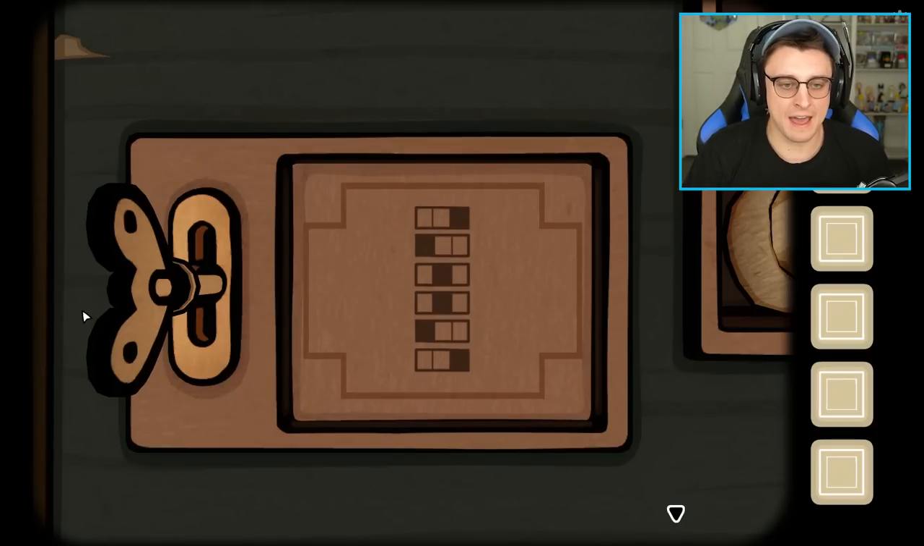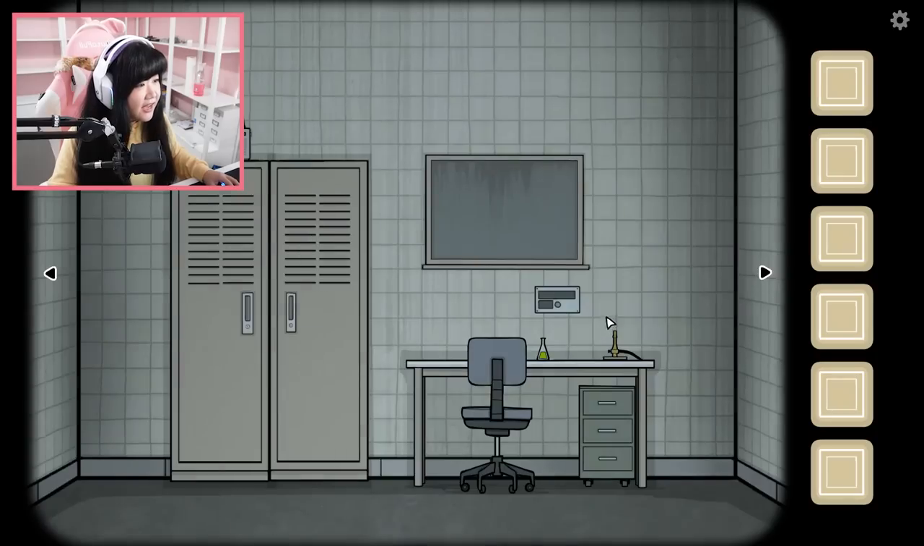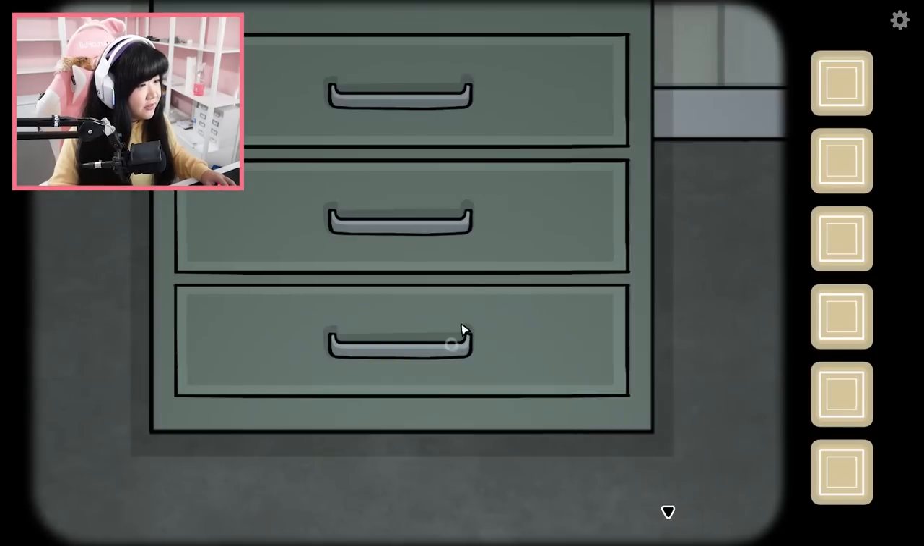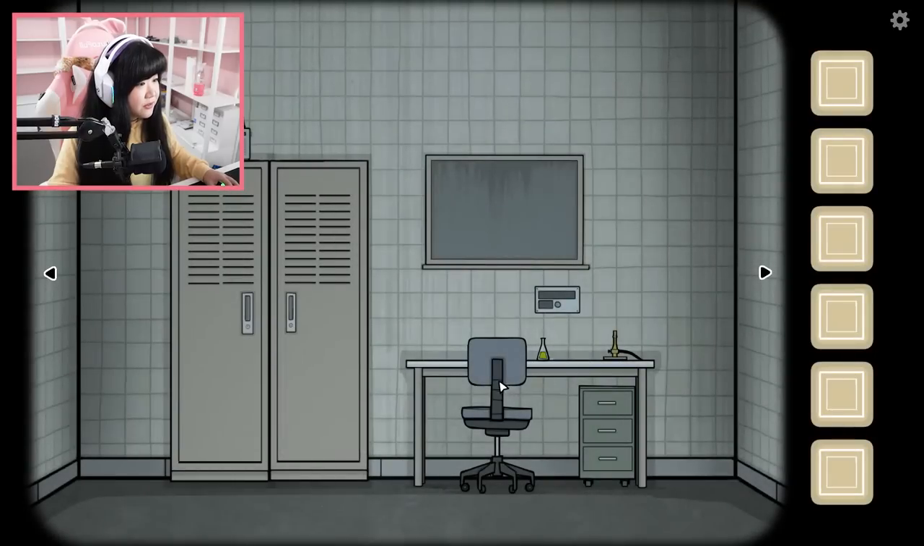Okay, so I now have six separate rows of three. And then I have a code that corresponds. Do you have 1, 2, 3, 4, 5, 6? Anything six? Yeah, I saw something six. Hold on, let me look around this area.